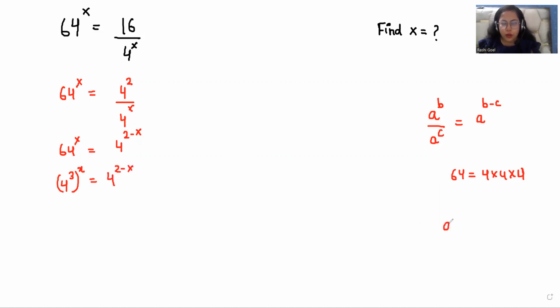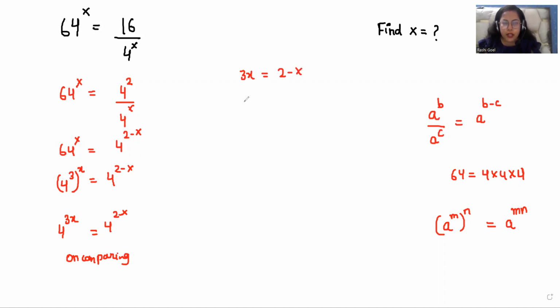So according to the rule, a power m power n, we can write it as a power mn. So I can write it as 4 power 3x is equals to 4 power 2 minus x. So on comparing both sides, if the bases are equal, that means the powers are also equal. So 3x is equals to 2 minus x.